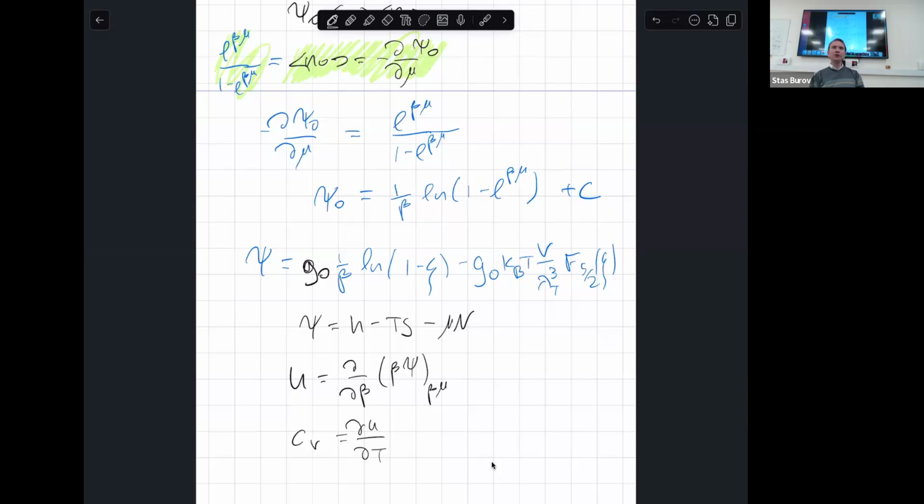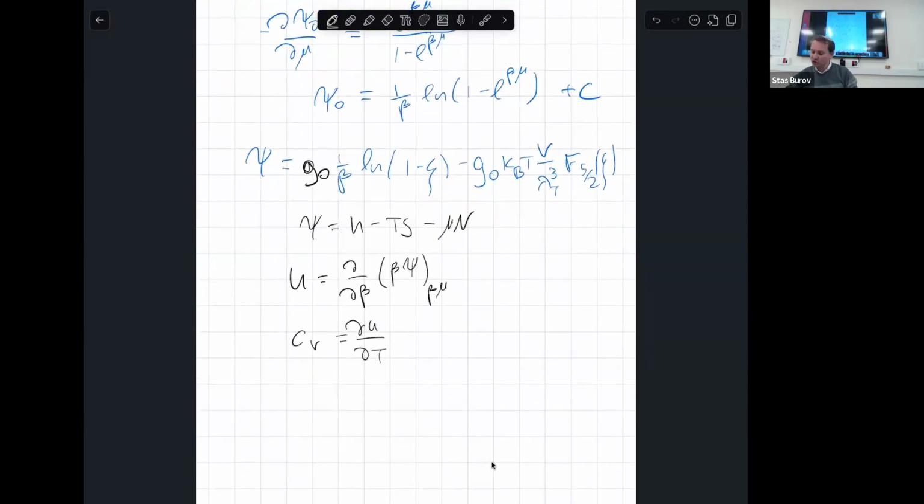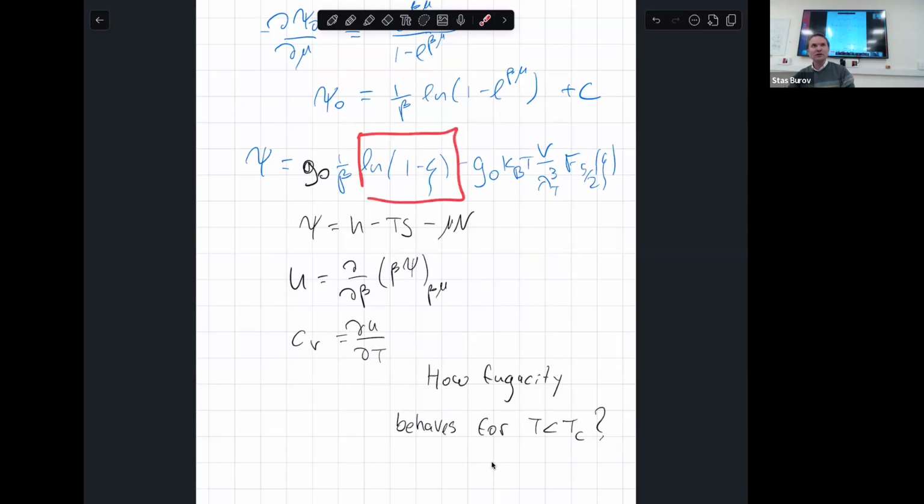And I don't know exactly how fugacity behaves below the critical temperature. Okay. The whole problem with this approach is how fugacity behaves for T lower than Tc. Okay, so I cannot simply say, well, the fugacity is 1. If I substitute 1 over here, the logarithm will explode, and nothing good happens when functions explode.